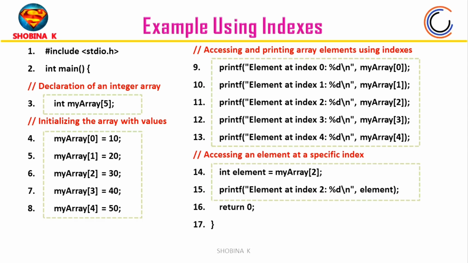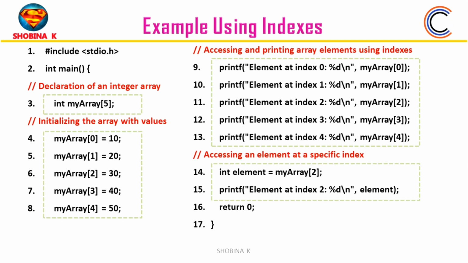int myArray[5]. This is the declaration part. Here an integer array named myArray is declared. The array has a size of 5, meaning that it can store 5 integers. However, at this point, the values in the array are uninitialized. Next, the initialization part. Here we initialize the array with values. This block initializes each element of myArray with specific values. Now myArray contains the values 10, 20, 30, 40, and 50.